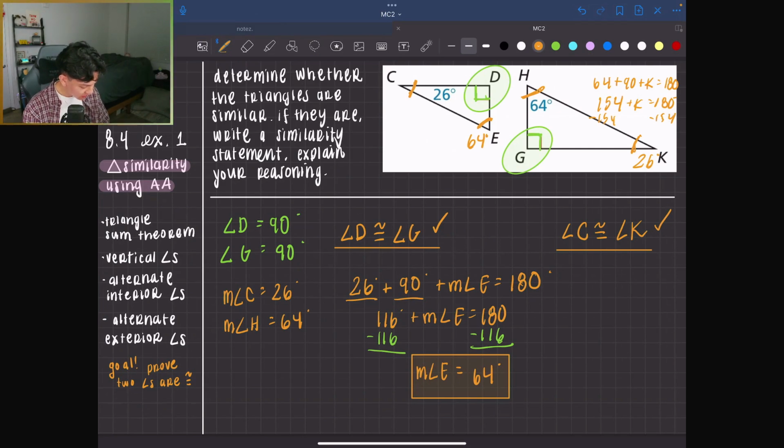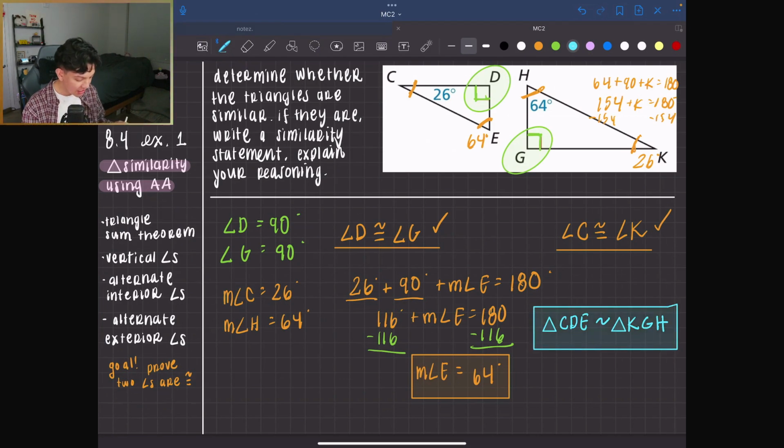So let's write a similarity statement over here. We can now say that triangle CDE will be similar to triangle. So everything has to be corresponding, right? So what angle is C corresponding to? Well, C will be corresponding to K. What about D? D will be corresponding to G. And then what about E? E will be corresponding to H. And this is our similarity statement. Triangle CDE is similar to triangle KGH.